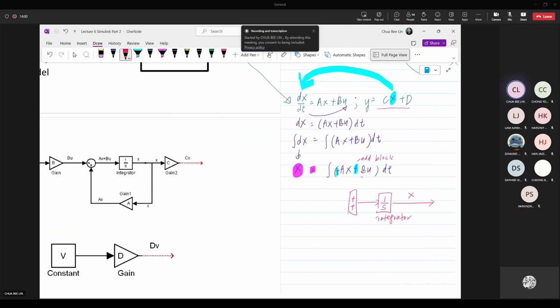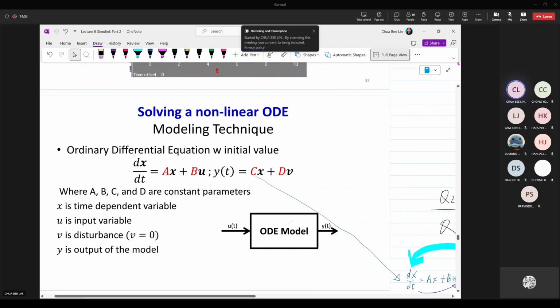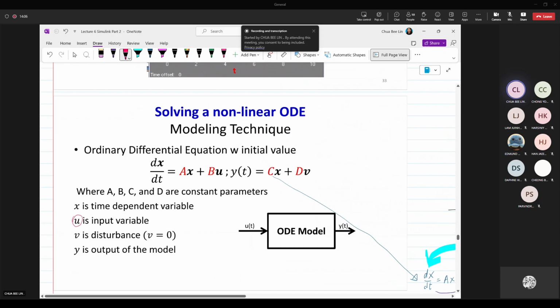So you will have b multiplied with the u. As indicated in the question over here, your u is actually the input, and your y is the output. And v is also one of the inputs, but it is the disturbance. The disturbance over here is 0, so v is 0. The x over here is a dependent variable, which means your output for the first part. Then you have the output for the second part as your b. So this u over here is the input.